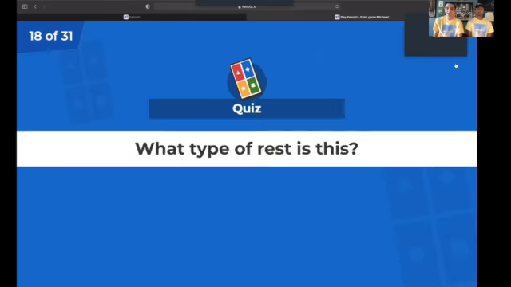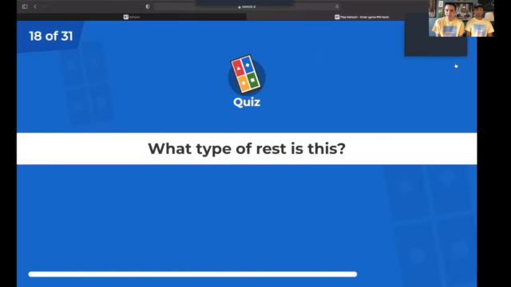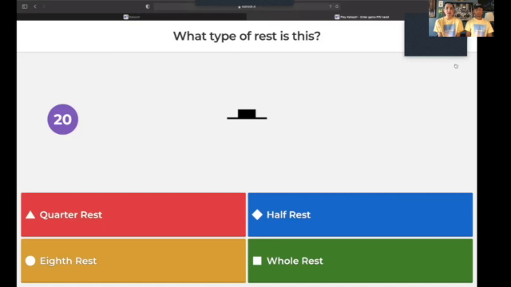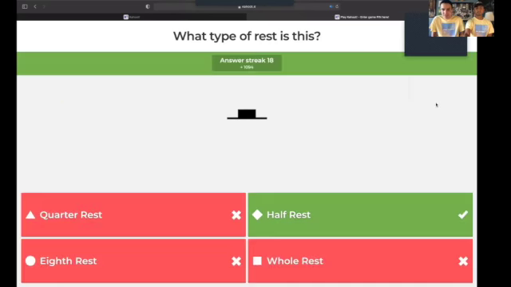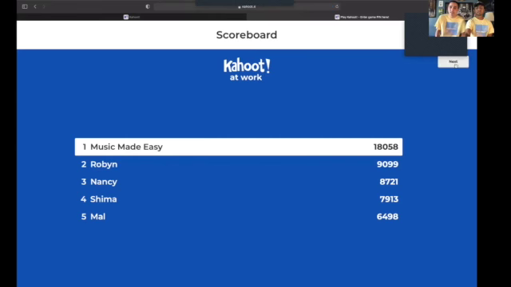Absolutely. Going on to the next question, another type of rest. Let's see what our options are. We have quarter rest, half rest, eighth rest, and whole rest. And this one, be very careful, can look very similar to another one. Notice this one kind of looks like a top hat. A hat, very similar to the word half. This would be your half rest. Same amount of beats as your half note.